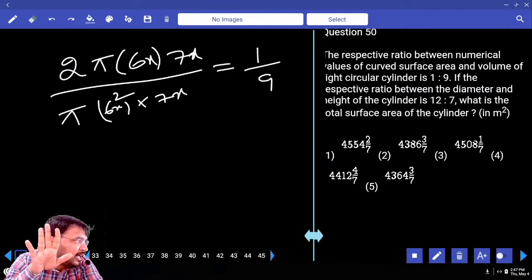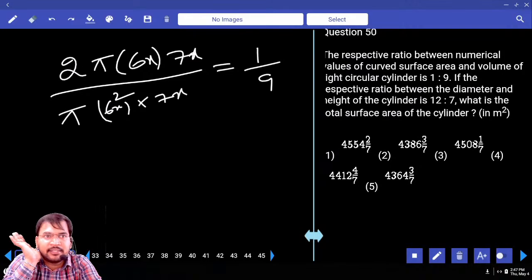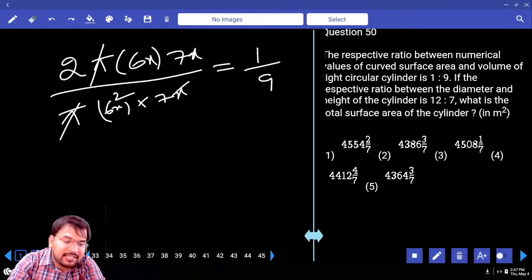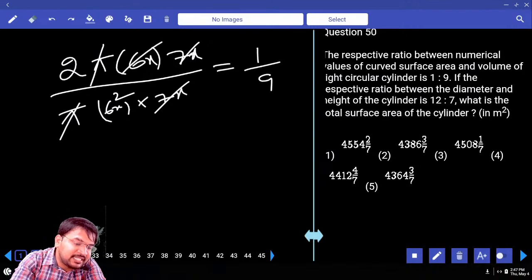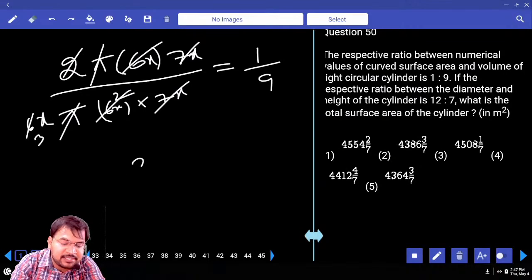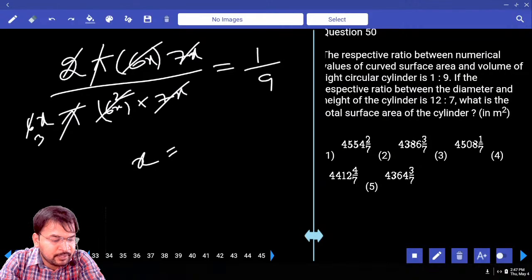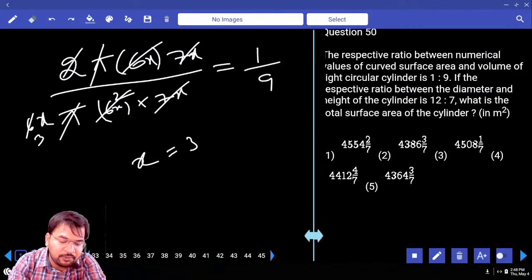Why are you taking 6, sir? Because radius is half of the diameter. Now see here, 2 pi gets cancelled, 7x gets cancelled, 6x gets cancelled, remaining is 6x, 2 ones are 2, 3 twos are 6, therefore x is equal to how much? What remains is x, and nothing else, only 3. x is equal to 3.